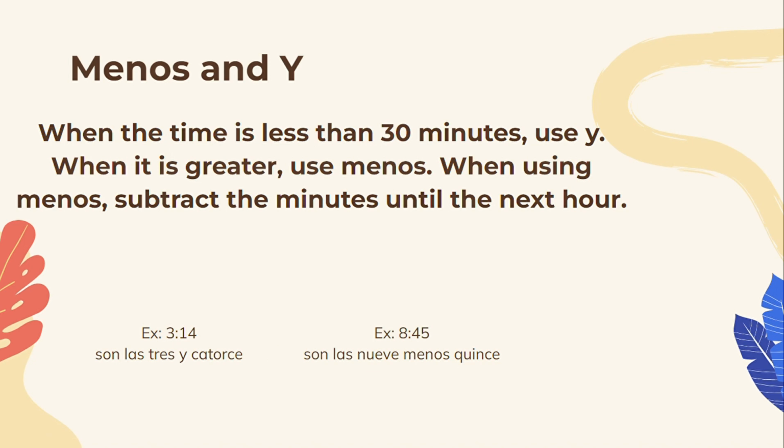8:45, well, this one's closer to 9. So we're going to subtract how many minutes until 9, and that gives us 15. So it's nueve menos quince. Think of menos as less or minus.